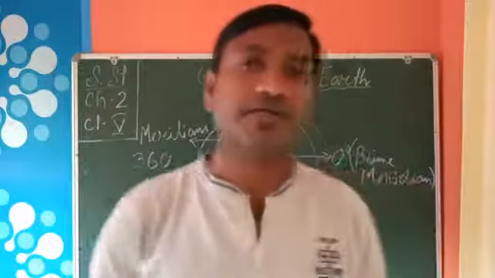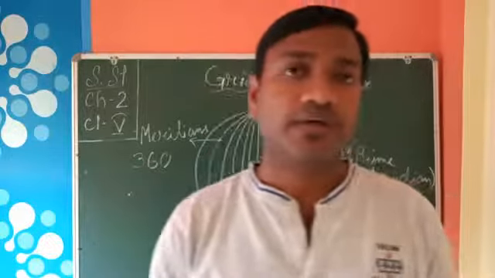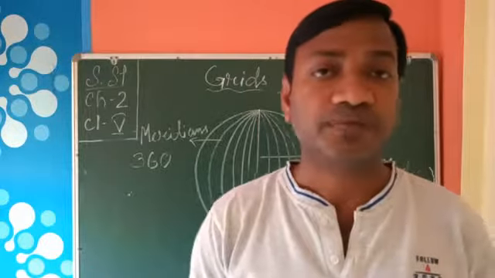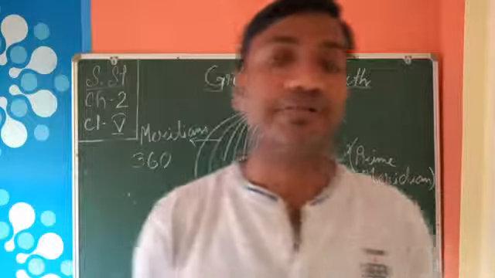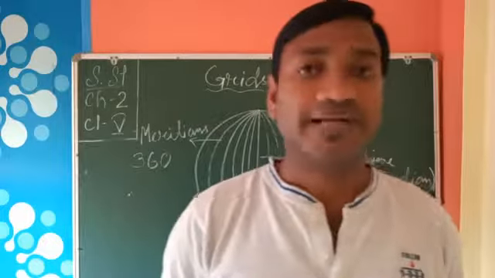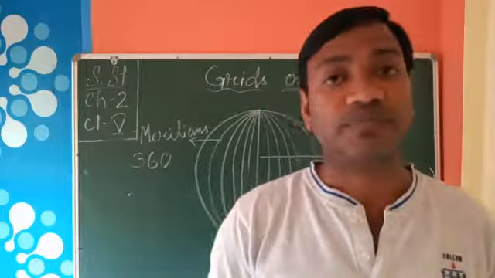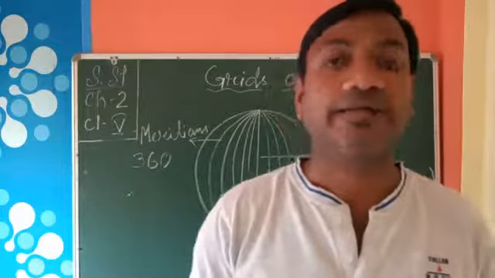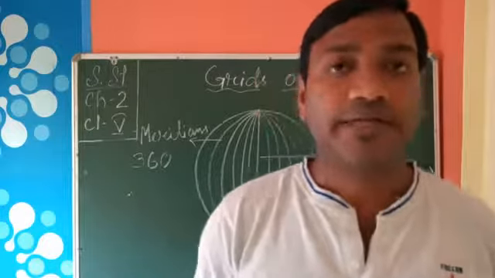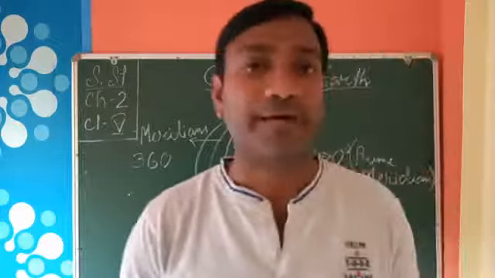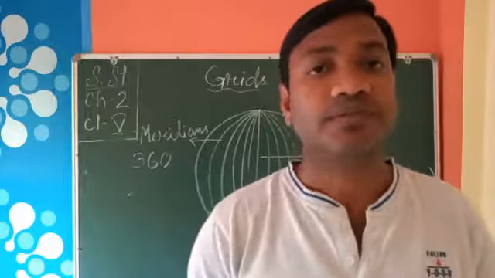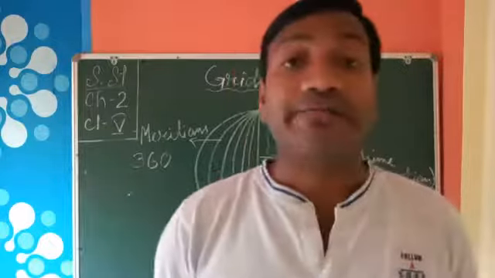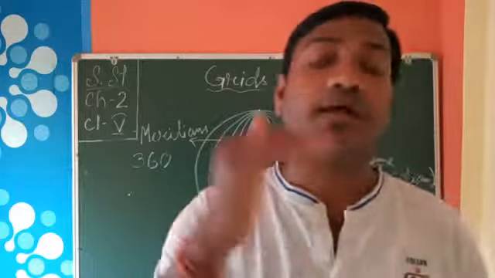Students, in our last class, we discussed globe, maps, and also latitudes. What are latitudes? Latitudes are parallel lines, imaginary lines which are circles, and there are 180 parallels on the globe. The largest parallel is 0 degree, called the equator, and it divides the earth into two equal halves.